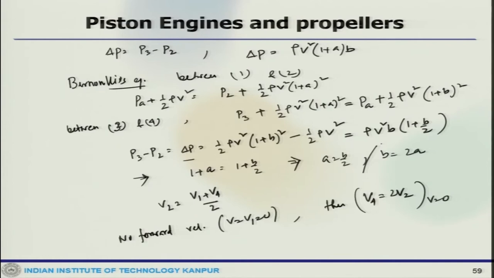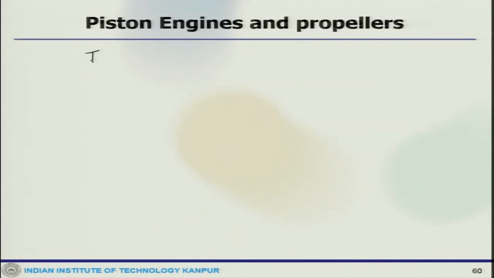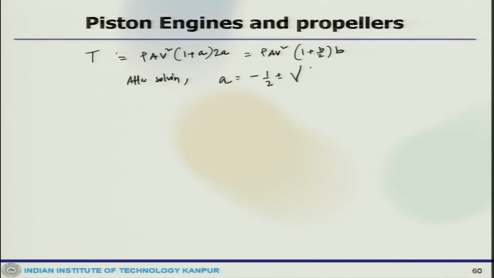So now going back to that thrust expression, where we have written T, which is rho A V square (1 plus a) 2a, which is rho A V square (1 plus b by 2) b. Now this equation is a quadratic equation. So if we solve, after solving, what we get, a equals minus half plus or minus the square root of (half square plus T by 2 rho A V square).